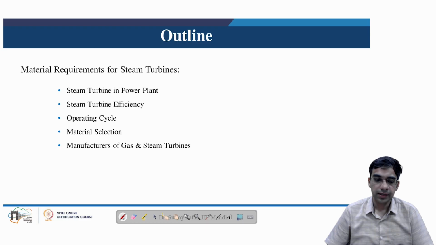The outline of this lesson will be primarily revolving around material requirements for steam turbines, in which first we will see the application of steam turbines specifically used in the power plant, and how the steam turbine efficiency is dependent on the operating temperatures. Then we will also understand the overview of the operating cycle of steam turbine. From there on, we will move on to the material selection of the steam turbine blades and also look at some of the manufacturers of gas and steam turbines in the globe.